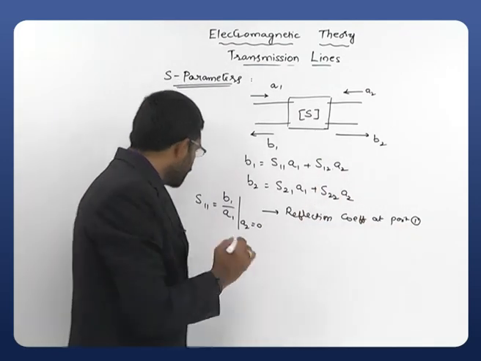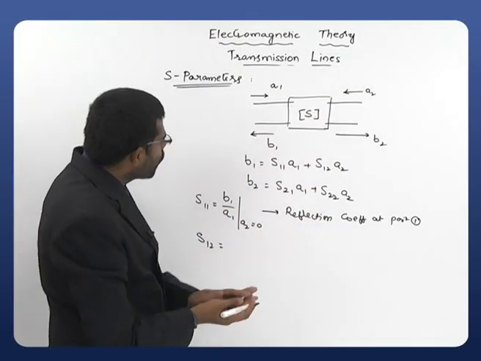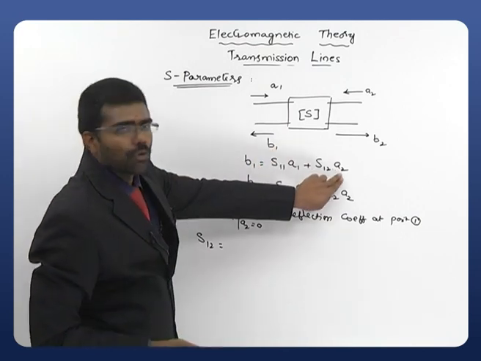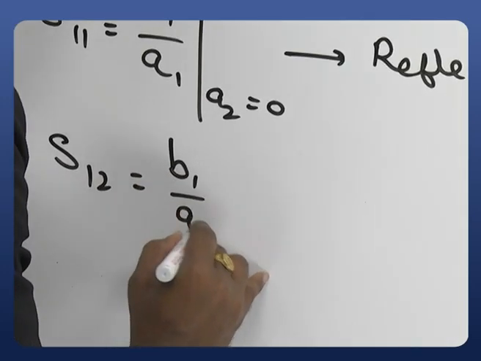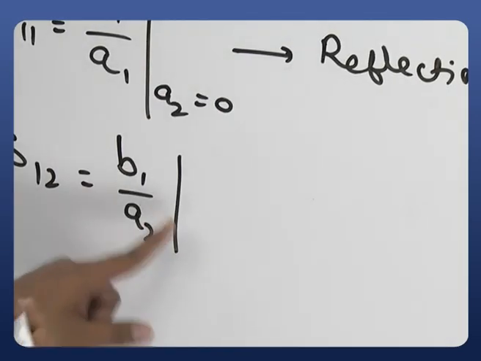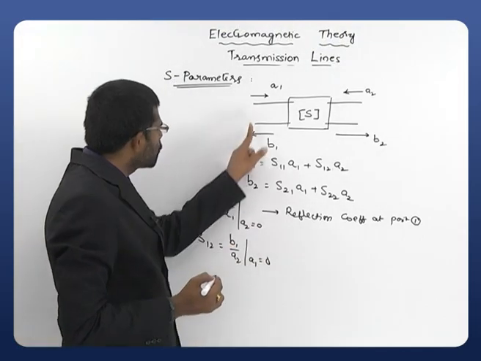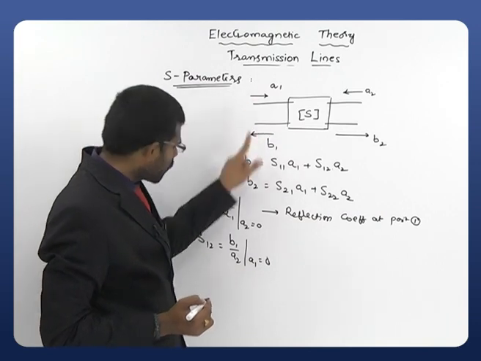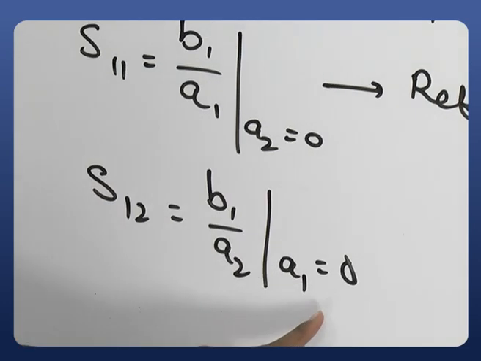Similarly, I want S12. Now consider S12. To obtain S12, just close this one. Then you will get B1 and A2. So it is the ratio of B1 to A2, B1 by A2, provided A1 is equal to 0. A1 equal to 0 means you are not applying any input at the first port. Without any input at the first port, you are observing this particular quantity S12, that is B1 by A2 at A1 equal to 0.